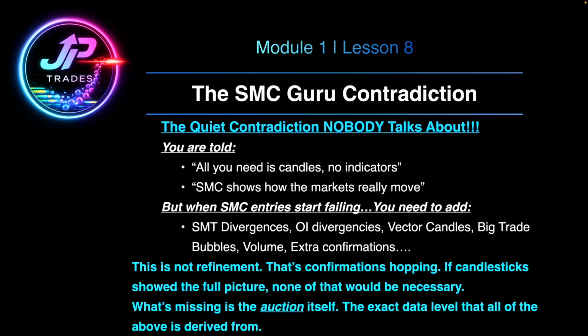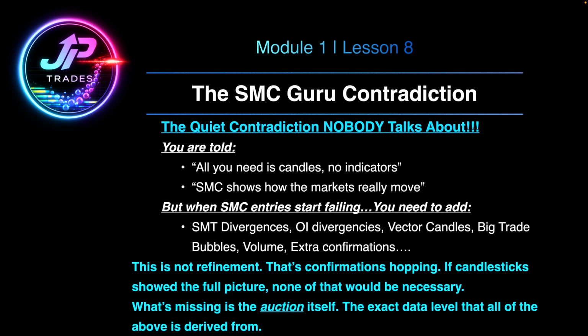Why do so many of those traders eventually start adding more confirmations? Why do they start introducing SMT divergences, open interest divergences on TradingView, market cipher B divergences, vector candles, big trade bubbles, volume-based indicators, additional filters layered on top of structure? If candlesticks alone showed you the full picture, none of that would be even necessary.